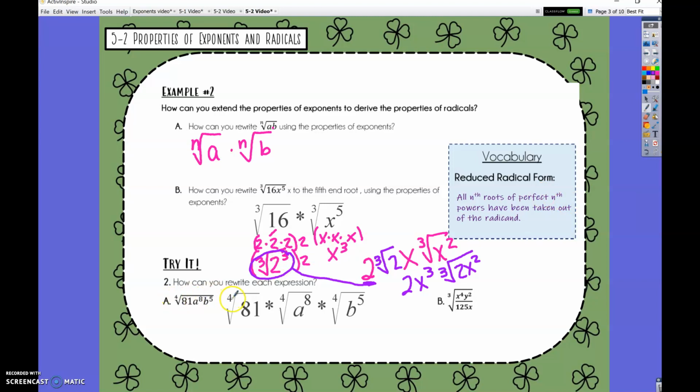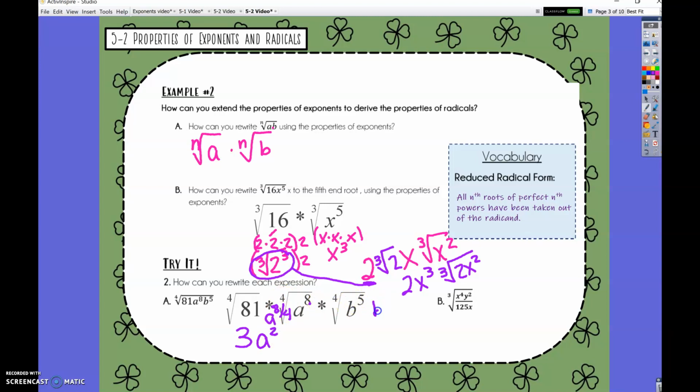So for example, on try it part A, the fourth root of 81, hopefully by now maybe you're thinking that's a 3, because remember 3 times 3 is 9, and 3 times 3 is 9, and that'd be 81 if you multiply them together. Here though, think about this one. We could rewrite this as a to the 8 over 4, because the power goes over the root. That would be a squared.